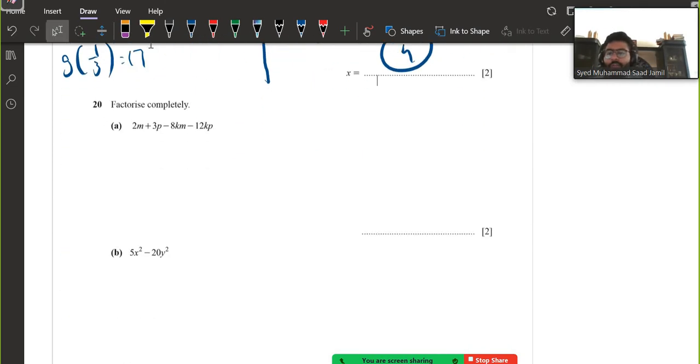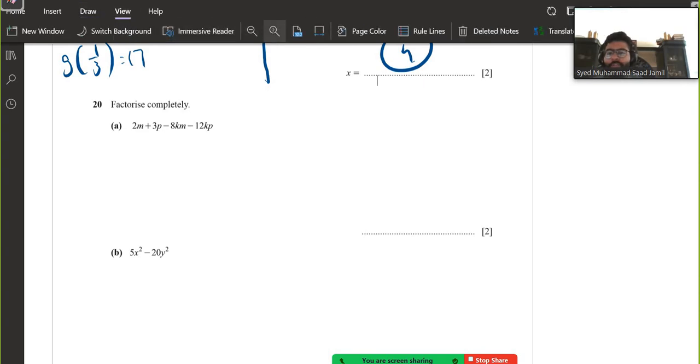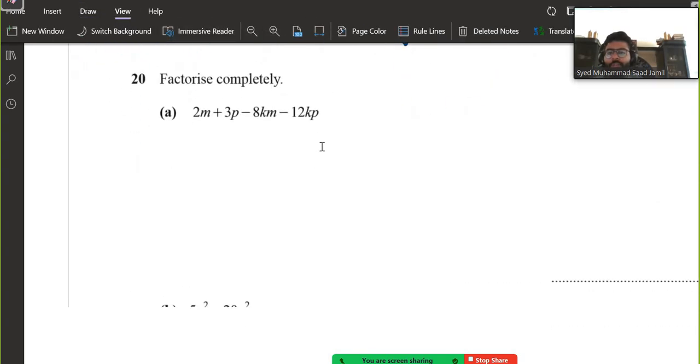Next question, factorize completely. This is like one of the easiest questions. A personal recommendation, I will give you: do the first 10 questions in the math paper, and then instead of doing the middle questions, do the last 2, 3, 4 questions. That way you will save time, because these questions are fairly easy and you can easily gain marks.